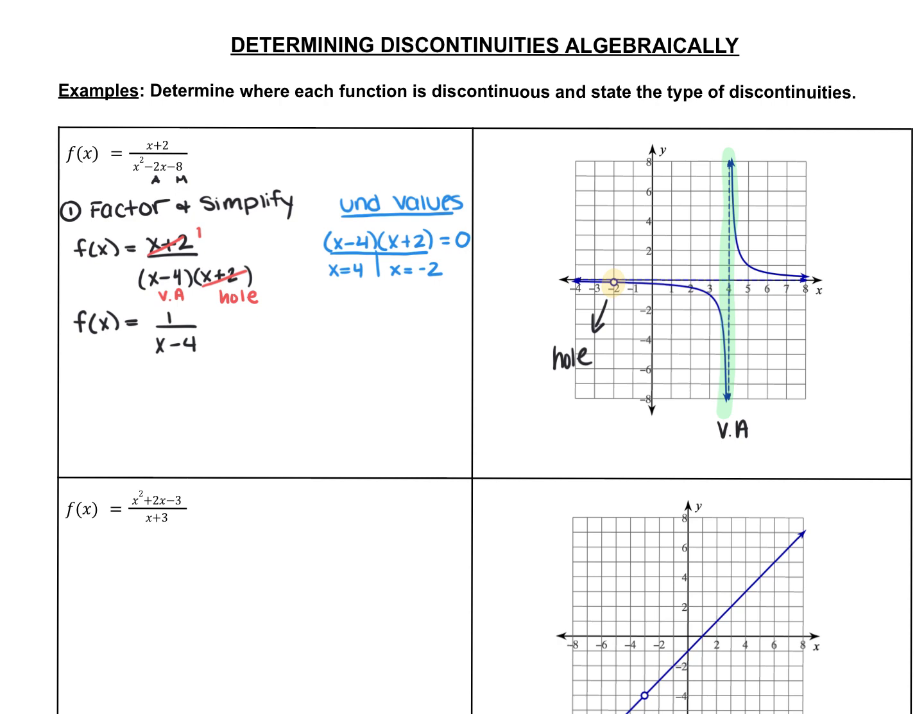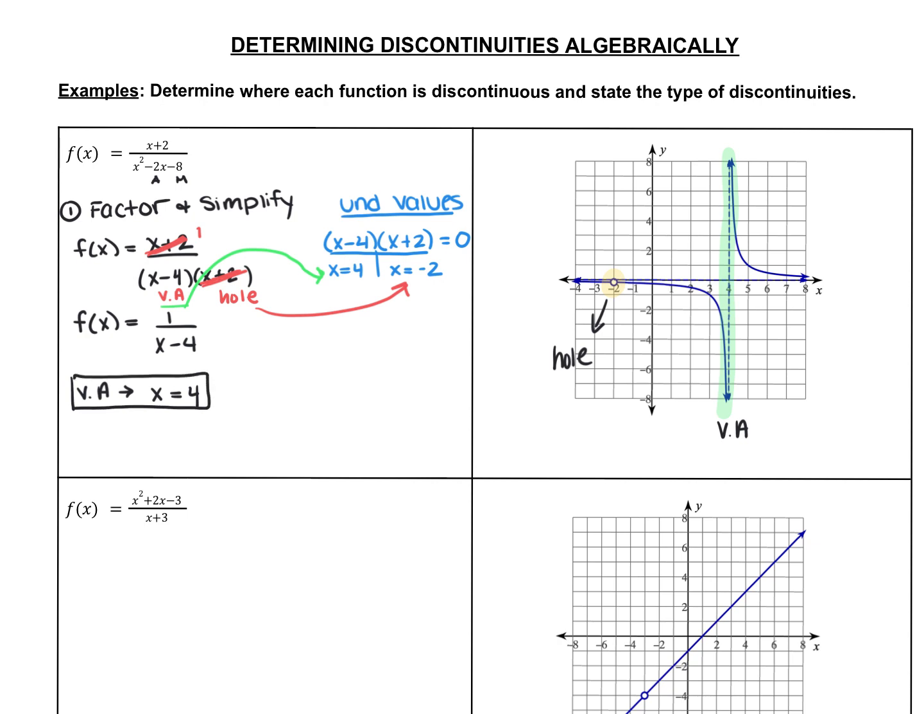So technically this hole, since the x plus 2 canceled with this x plus 2, is at x equals negative 2. And my vertical asymptote here, since it came from the x minus 4, really is x equals 4. So if we were going to write this out, my vertical asymptote is x equals 4, right? Vertical asymptotes are up and down, vertical, x equals equations, x equals 4. So that is the first type of discontinuity.